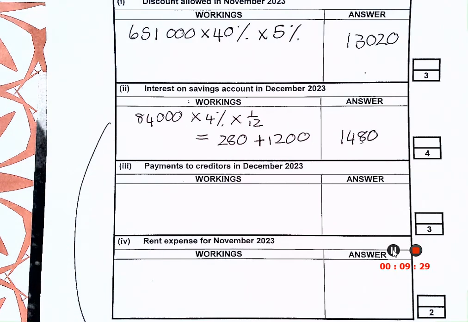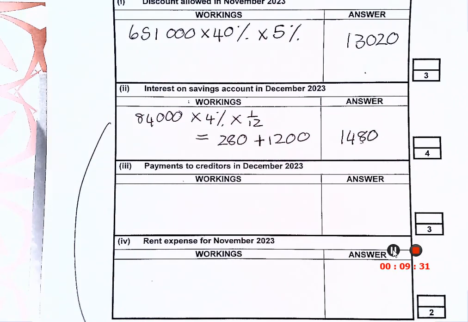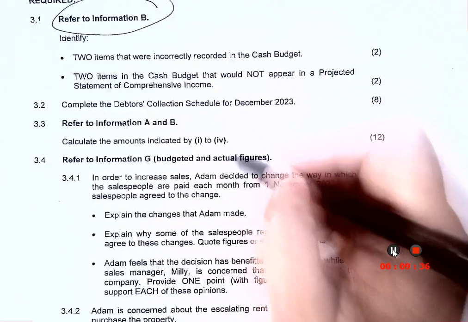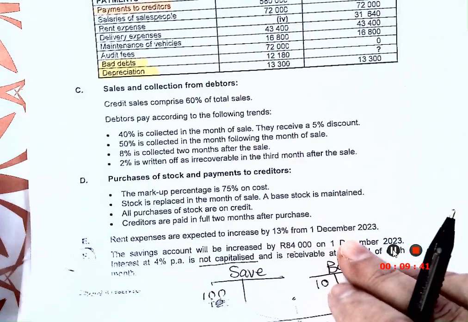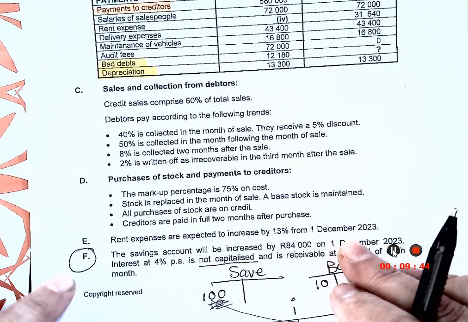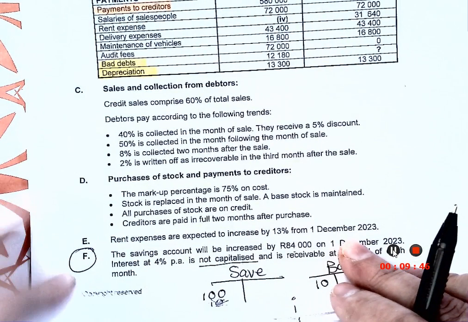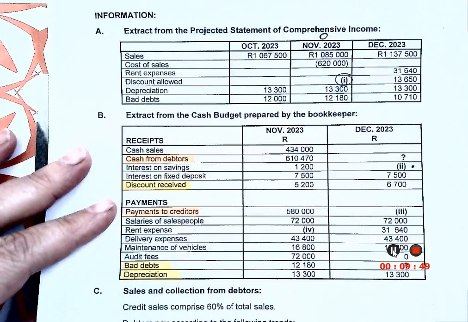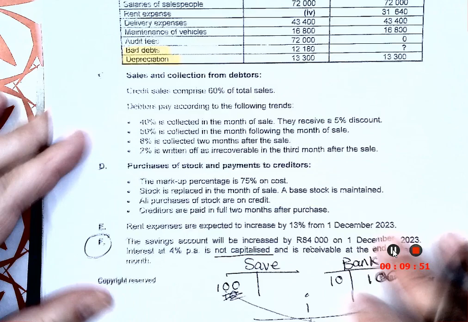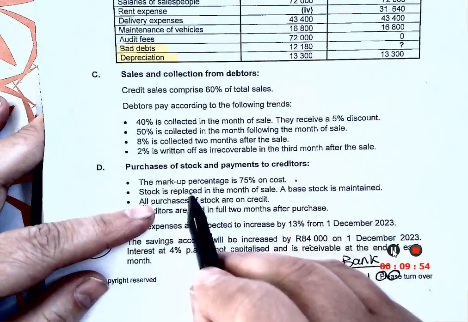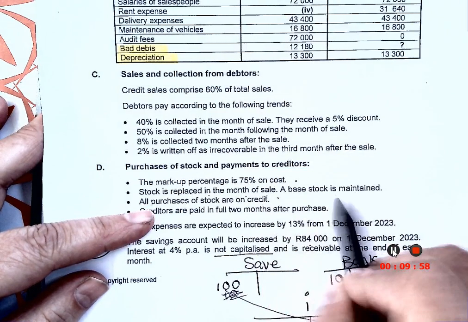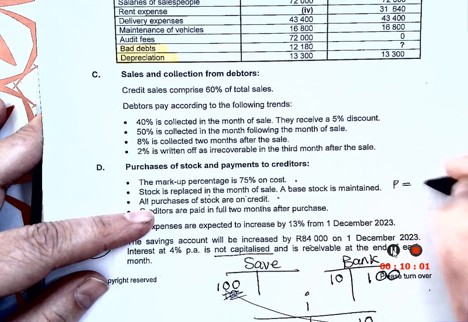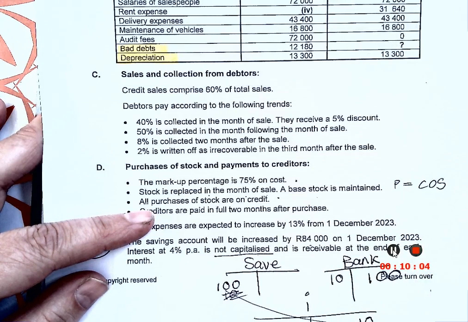Here we go, payments to creditors. So can you see here, they say refer to info in A and B. It's just because this appears in A and B. But we still have to use this info as well because it's additional. It's a little confusing. So let's look. What do they say about creditors? They say markup 75. Stock is replaced in the month of sale. The base stock is maintained, meaning purchases is equal to cost of sales.